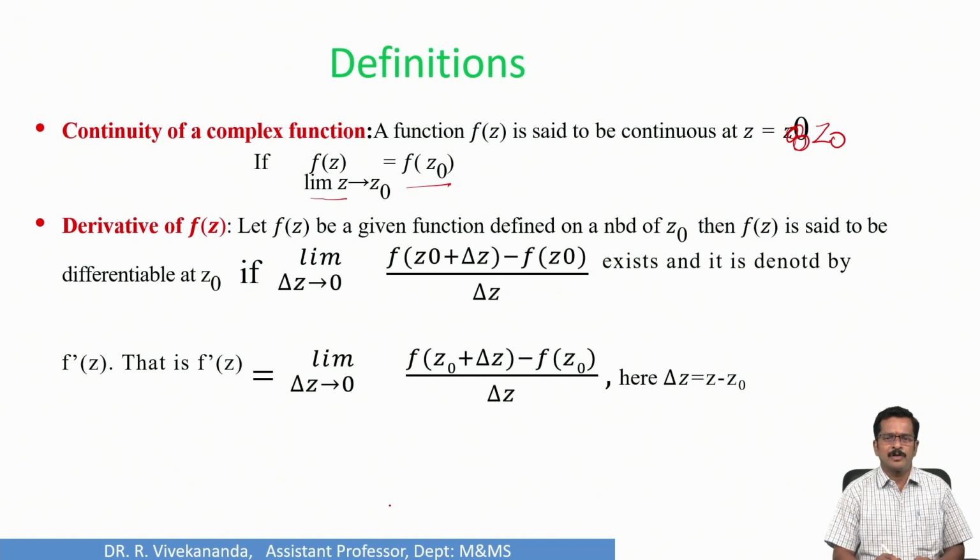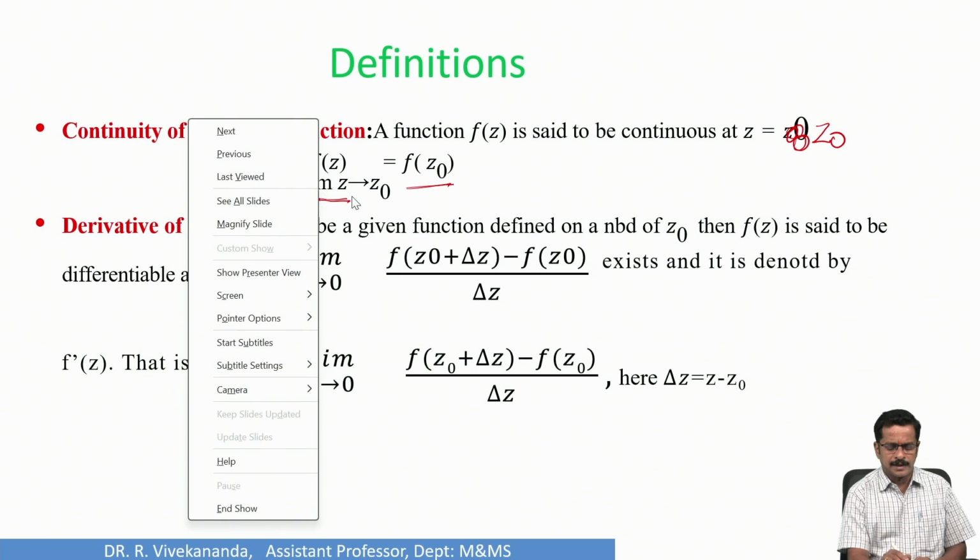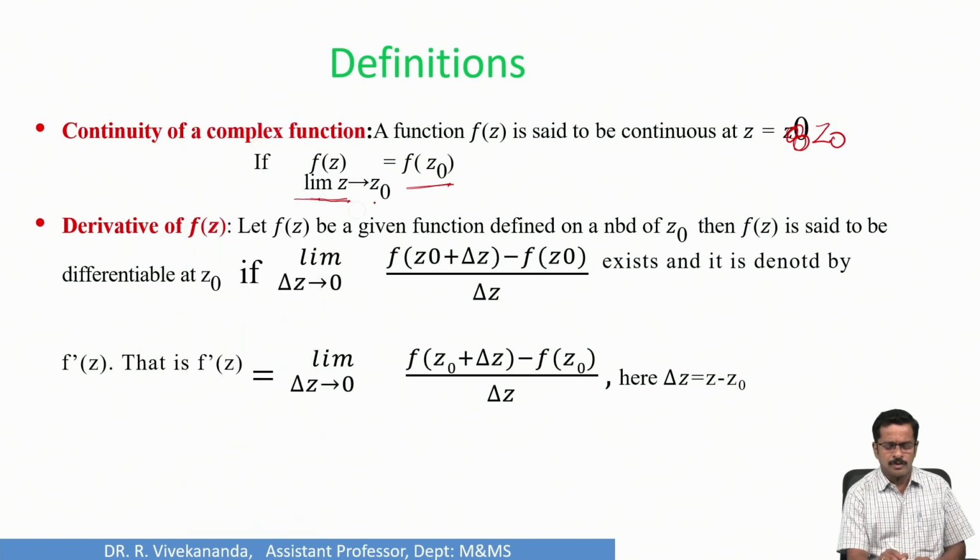Just as we discussed continuity of a real valued function, similarly continuity of a complex function. You are all well aware of continuous functions of a real variable. Similarly, here continuity of a complex function means the limit of the function is equal to the function value at that point. The limit of f(z) as z tends to z naught equals the function value at z equals z naught. If they are equal, then the function is said to be continuous.